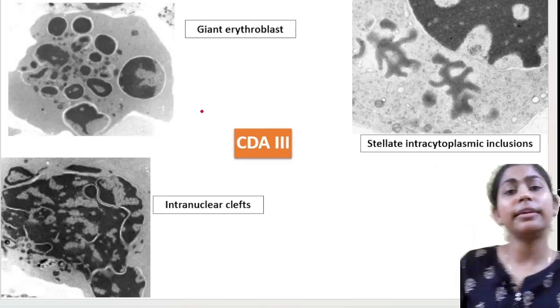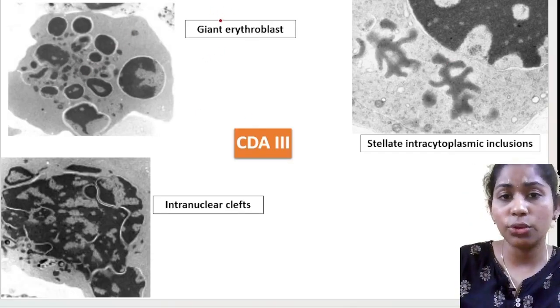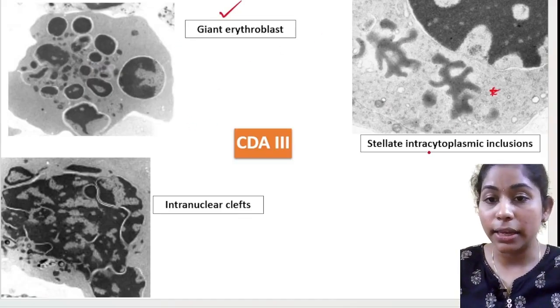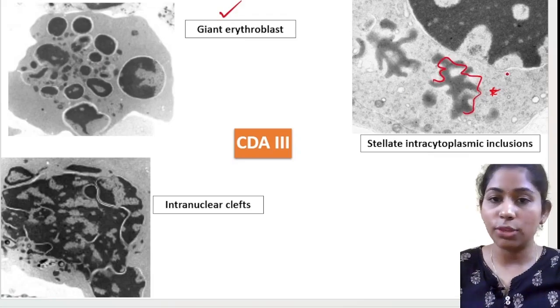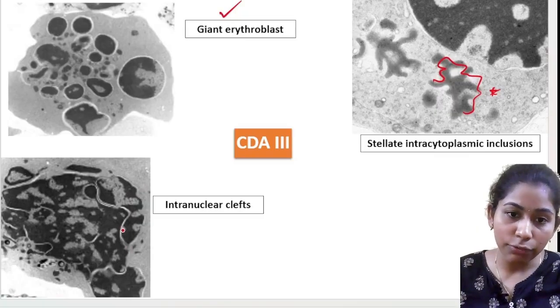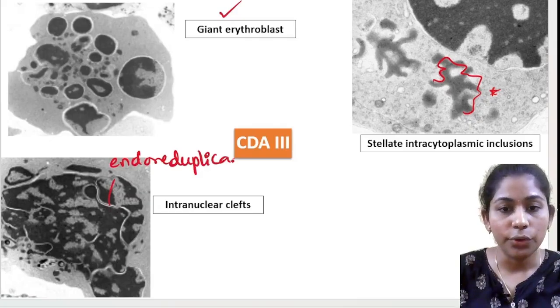Then in CDA type 3, we know there are multinucleated cells because of aberrant cytokinesis, so there will be giant erythroblasts. What are the other findings? There will be stellate intracytoplasmic inclusions. Can you see these stellate intracytoplasmic inclusions? And here, this is the nuclear membrane only. It's going inside and forming another membrane, right? Going inside as another membrane. This is known as endoreduplication of the nuclear membrane. NM is nuclear membrane.